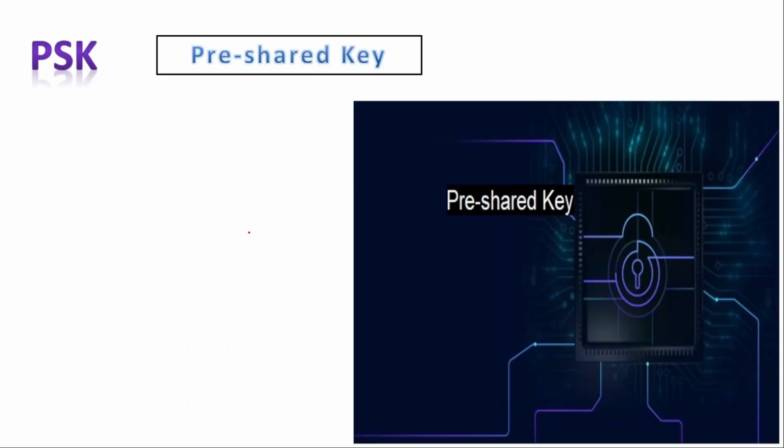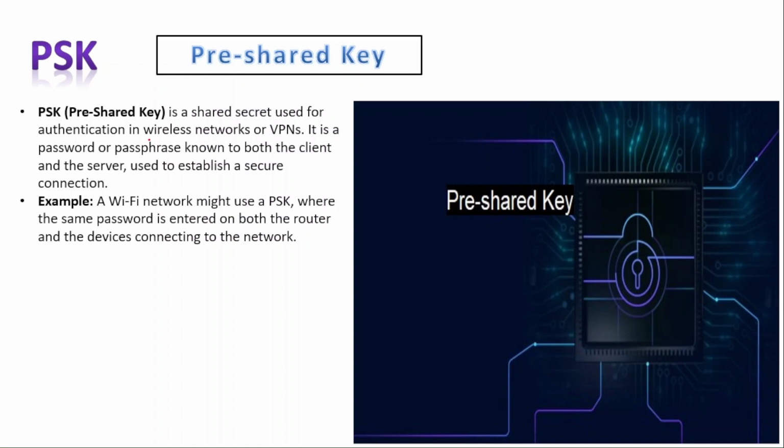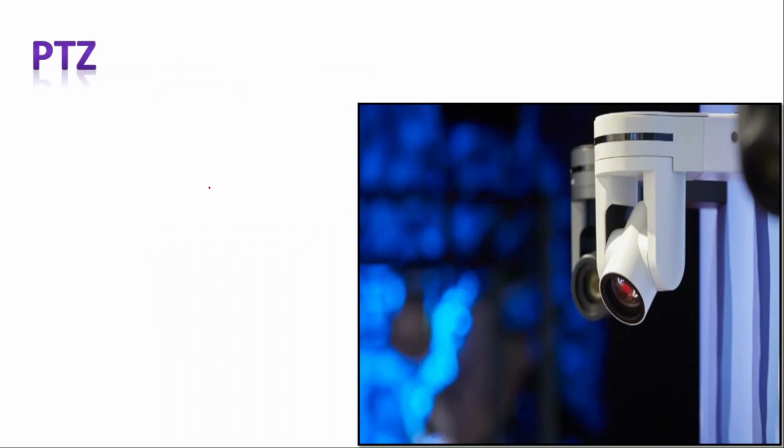PSK, that is pre-shared key. So PSK, pre-shared key, is a shared secret used for authentication in wireless networks or VPNs. It is a password or passphrase known to both the client and the server, used to establish a secure connection. Example: a Wi-Fi network might use a PSK where the same password is entered on both the router and the devices connecting to the network.